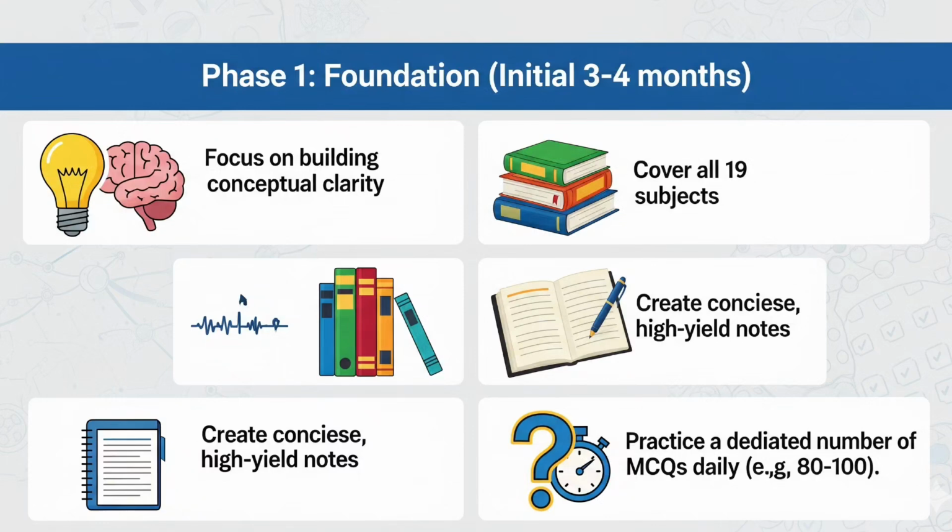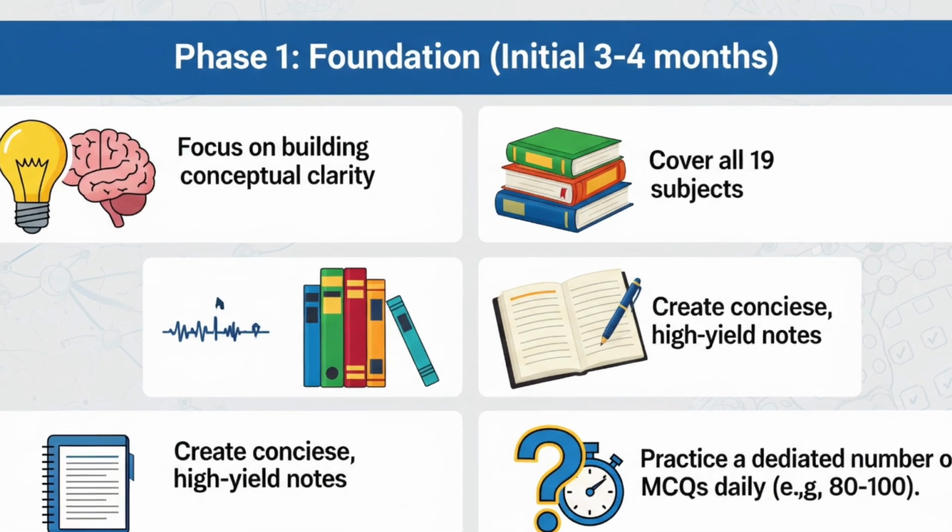Cover all 19 subjects, starting with the pre- and paraclinical subjects, anatomy, physiology, biochemistry, pharmacology, pathology, etc., before moving to the clinical ones. Create concise high-yield notes. These will be your primary revision resource. Don't just reread textbooks. Actively engage with the material. Practice a dedicated number of MCQs daily, e.g., 80 to 100, to solidify what you've learned.